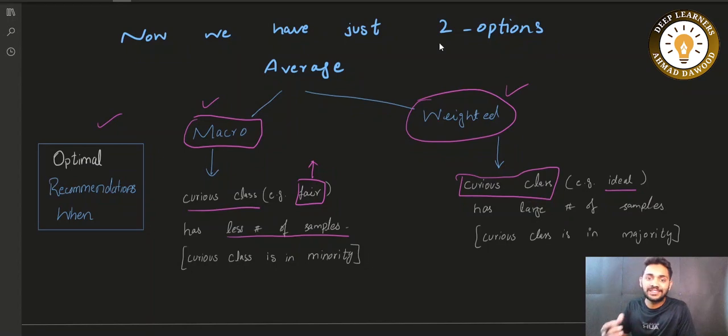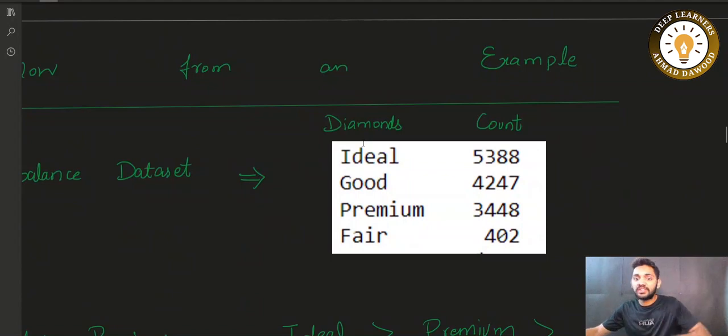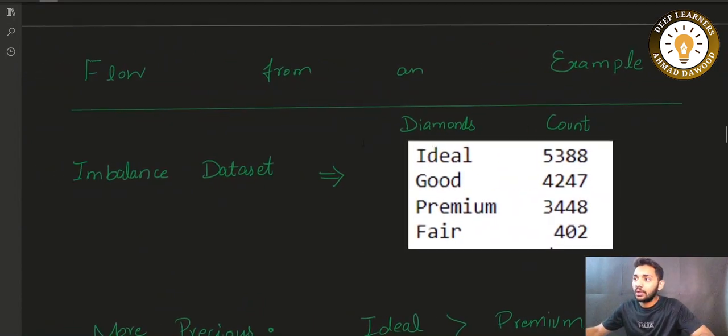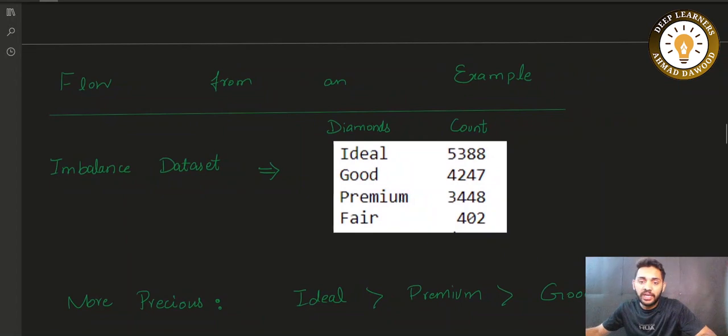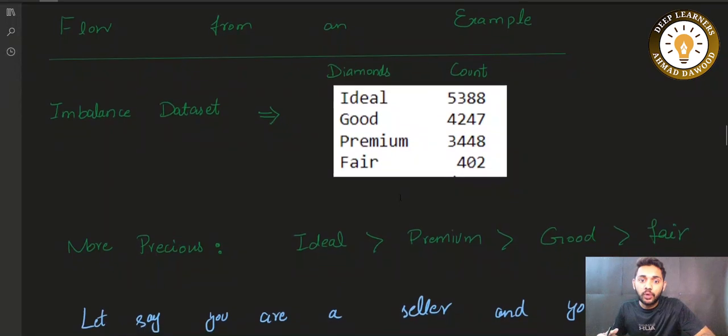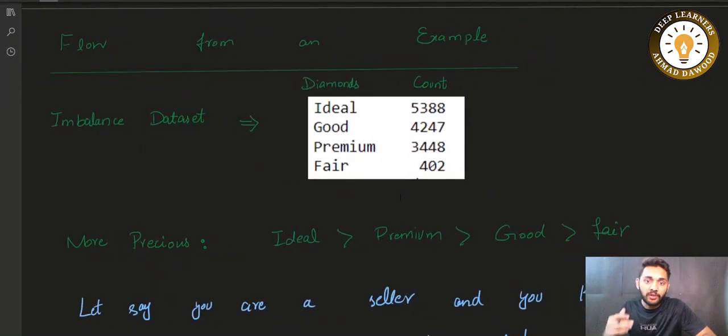Now we will discuss some scenarios, and I will tell you which performance measure we should use. First of all, the problem is the same here. We have an imbalanced data set. Ideal diamonds are in the majority compared to all other diamonds, and we also know from our problem statement that ideal diamonds are more precious, more expensive, and have more importance compared to other diamonds.